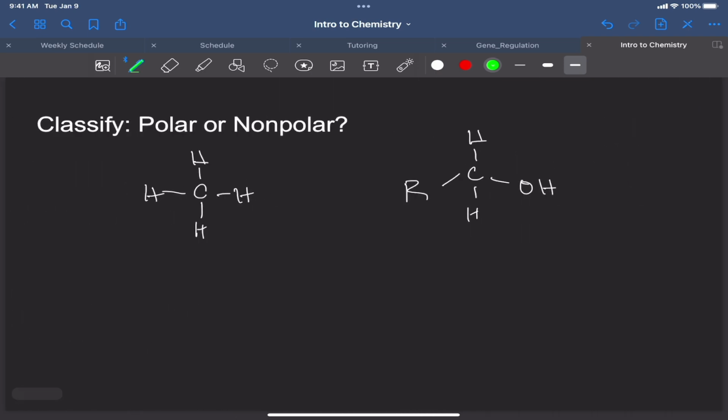Okay, really quickly, I want you guys to classify this as polar or nonpolar. Well, methane we know is nonpolar. Here is an alcohol. We have this group attached to a carbon bonded to two hydrogens, and our group will have a dipole. This will be polar.